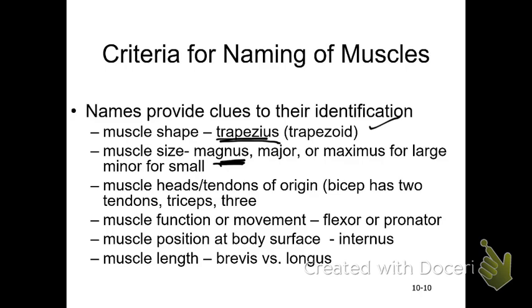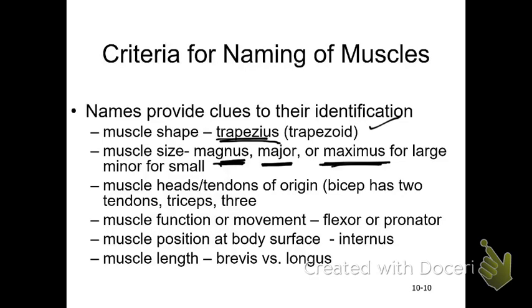We'll see an adductor magnus. There are, for example, the pectoralis major. If there's a major, there's also probably a minor, and there is a pectoralis major and a pectoralis minor. You're going to see the gluteus maximus and the gluteus medius. There is also a gluteus minimus that we will not be seeing.